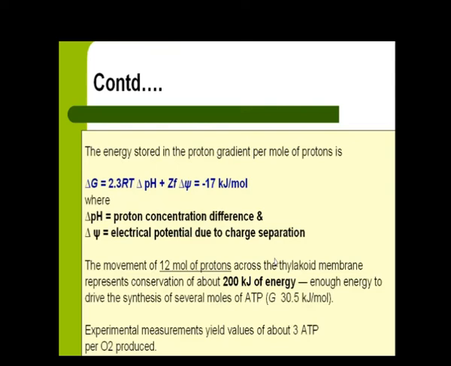The experimental measurements yield values of about 3 ATP per oxygen molecule. Now this 3 ATP, I cannot show you where ATP is generated. This value of 3 ATP has come from experimental results. They have conducted a lot of experiments and now they have come to the conclusion that approximately for 1 molecule of oxygen, 3 molecules of ATP are generated. This you have to remember. This nobody can account for at this step, 1 ATP is generated. Not like that. This is what they have found experimentally, that for 1 molecule of oxygen, 3 molecules of ATP are generated.